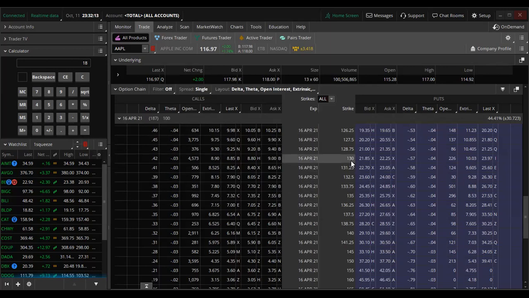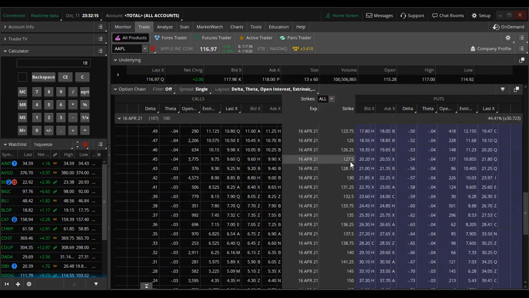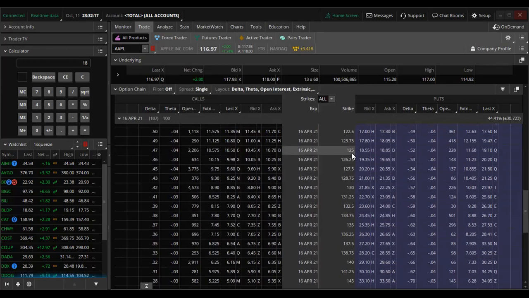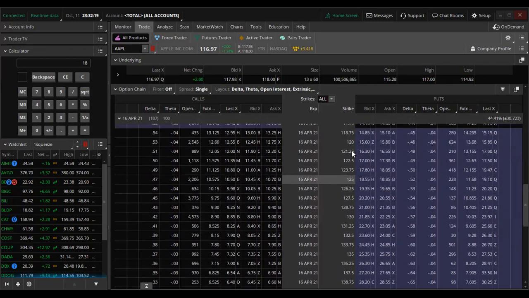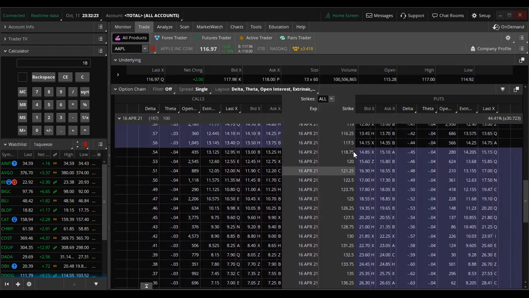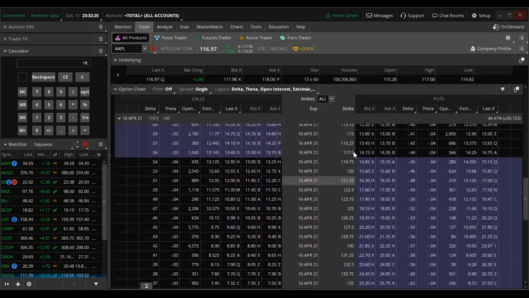So 135, 125 would be 10. 120 would be 15. We'll go to 117 and a half for $18. And at $18, this contract would be worth about $13.50.